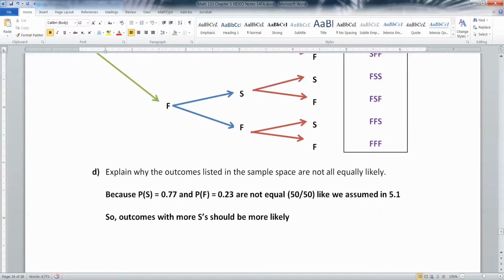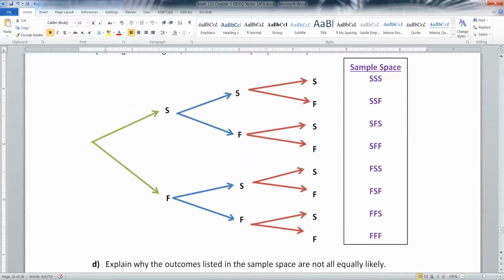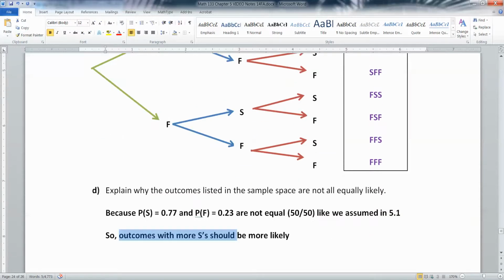Right? In 5.1, we said, oh, pretend it's 50-50 every time, right? Heads and tails, males and females, that kind of thing. But in this case, that wouldn't make sense. I mean, first of all, it'd be a pretty terrible NBA player that only has a 50% chance of making a free throw. So because of this, the ones that have more S's in them, more successes, should be more likely, because S is more likely, with a 0.77 chance.